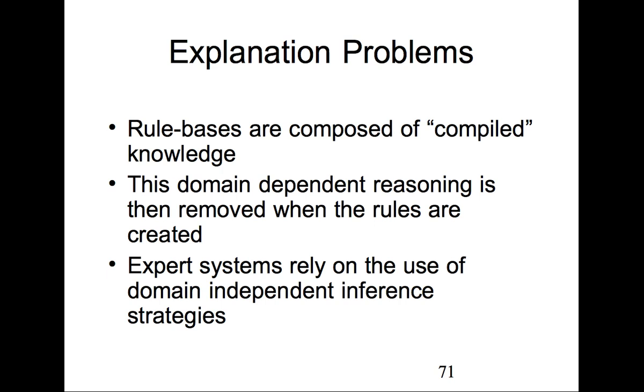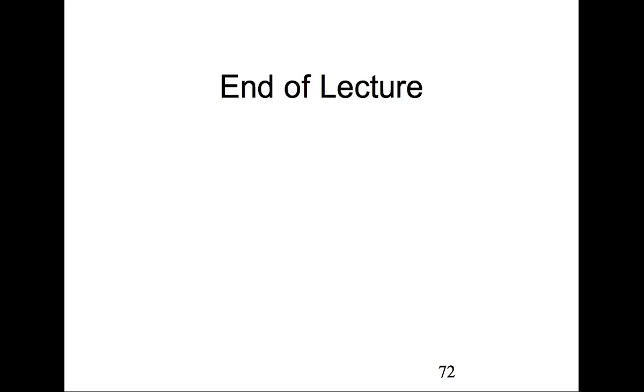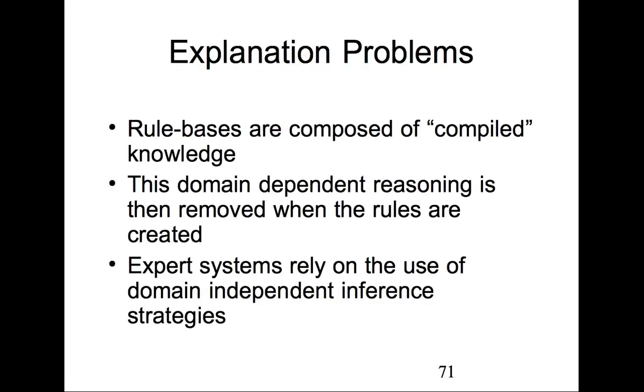Rule bases are composed of compiled knowledge. Compiled knowledge is what I just described to you: knowledge of what makes the system work correctly, what makes it work incorrectly. The domain-dependent reasoning is then removed when the rules are created. So there is no dependent reasoning. The reasoning changes sometimes when the rules get put in, and expert systems rely on the use of domain-independent inference strategies. One rule set that applies to one scenario might be completely different from rules that apply to something else.